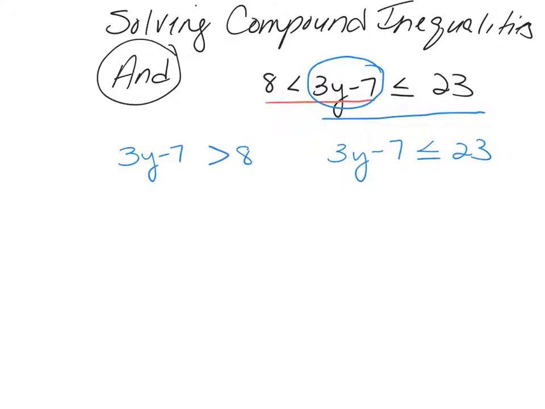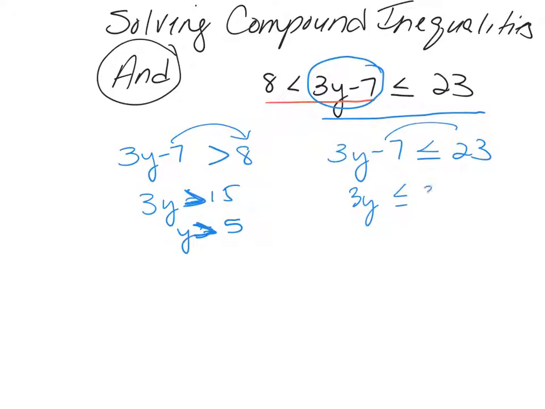Everybody see that? So this, you're going to add the 7 to both sides, and you're going to get 3y is greater than 15. Y is greater than 5. And over here you add 7, and you have 3y is less than or equal to 30. Y is less than or equal to 10. So the "and" is the overlap.